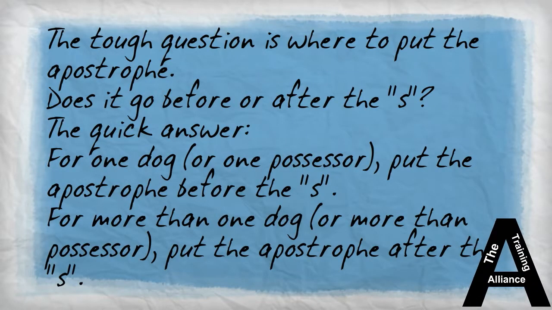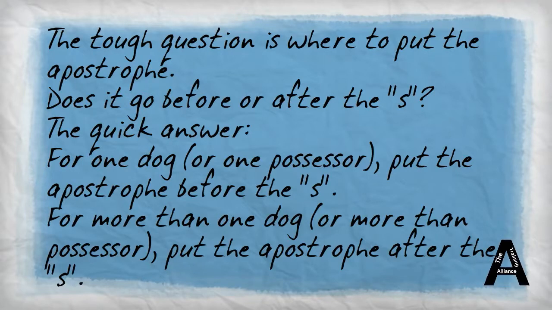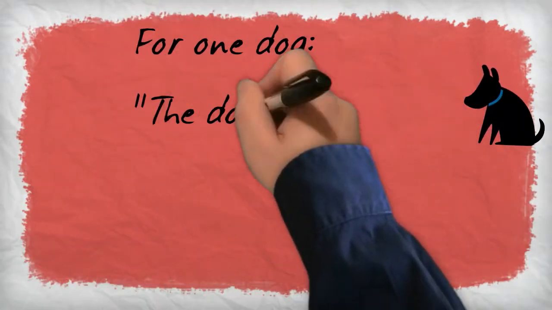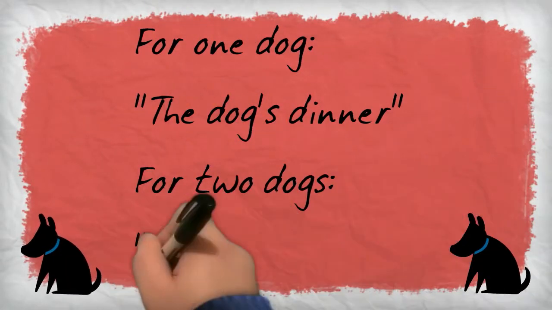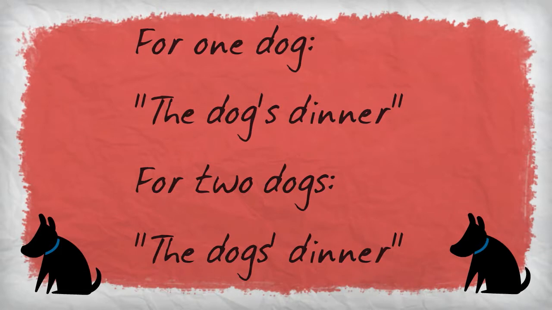The tough question is where to put the apostrophe. Does it go before or after the S? The quick answer, for one dog or one possessor, put the apostrophe before the S. For more than one dog or more than one possessor, put the apostrophe after the S. For one dog, the dog's dinner. For 2 dogs, the dogs' dinner.